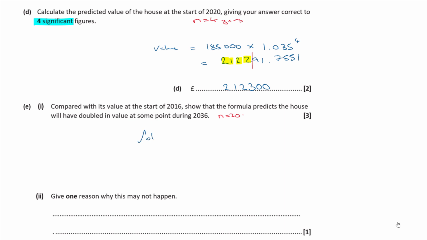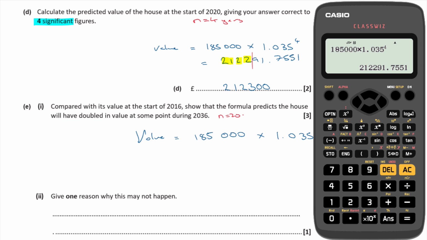So value is going to be 185,000 times 1.035 to the power of 20. So what's that then? Let's just change that power of 4 to a power of 20. And that comes out to be 368,110. I'm going to just do the same thing. I'm going to round it off to 4 significant figures.